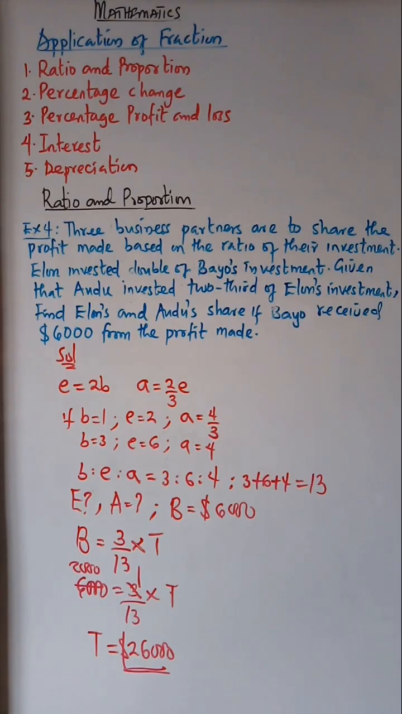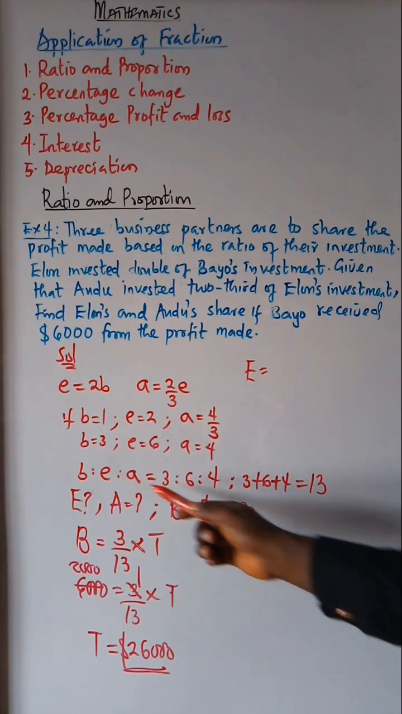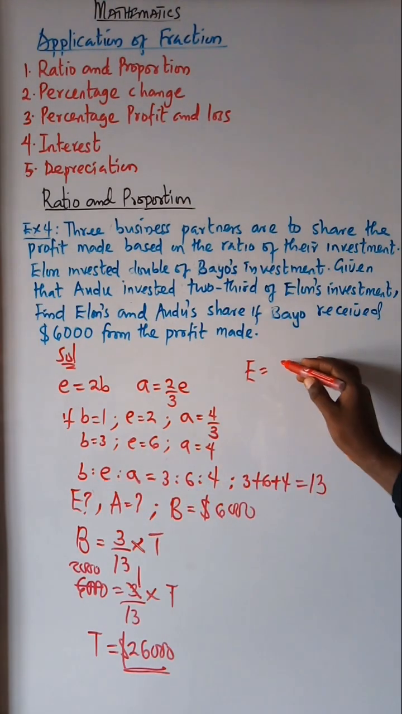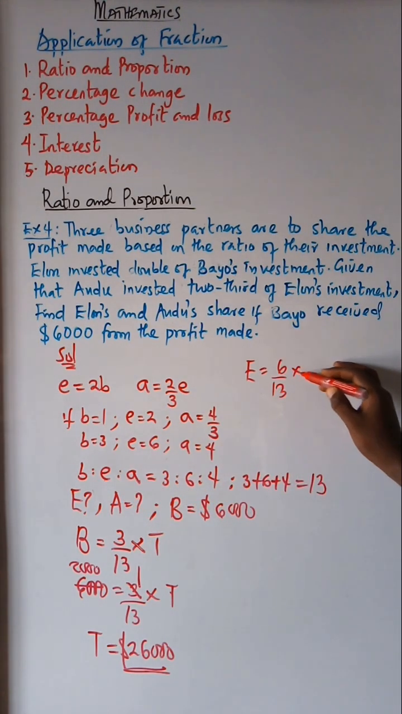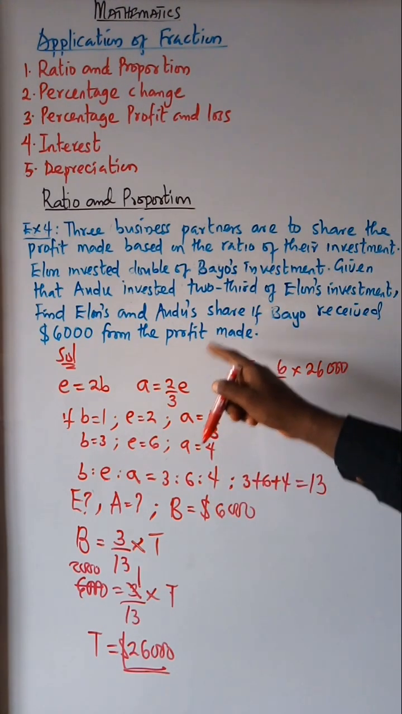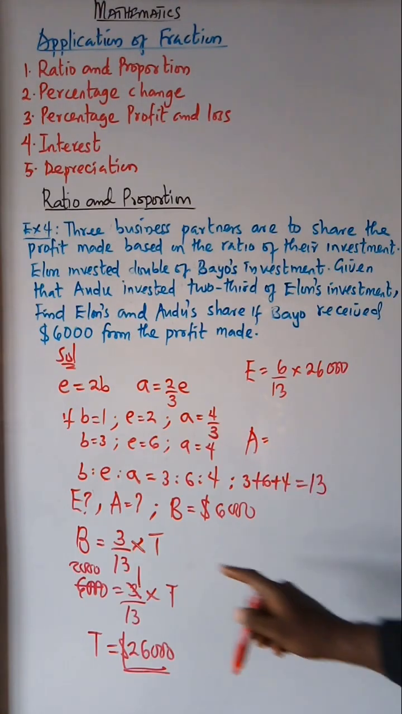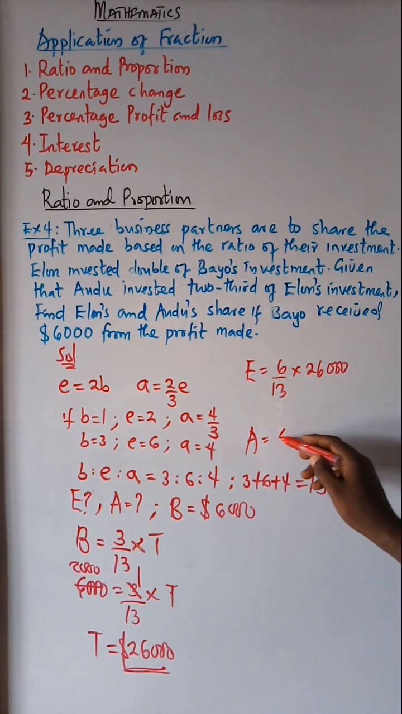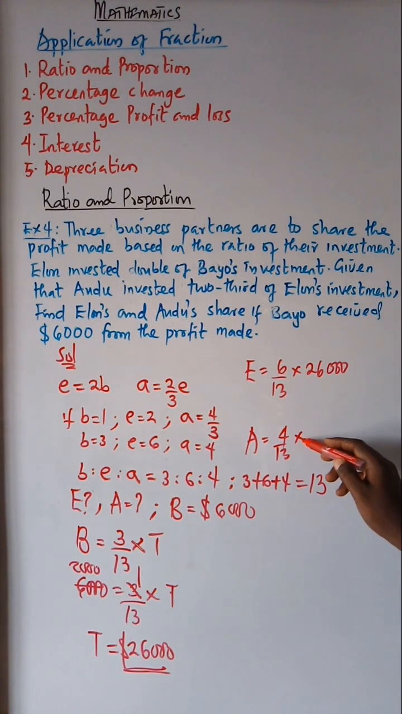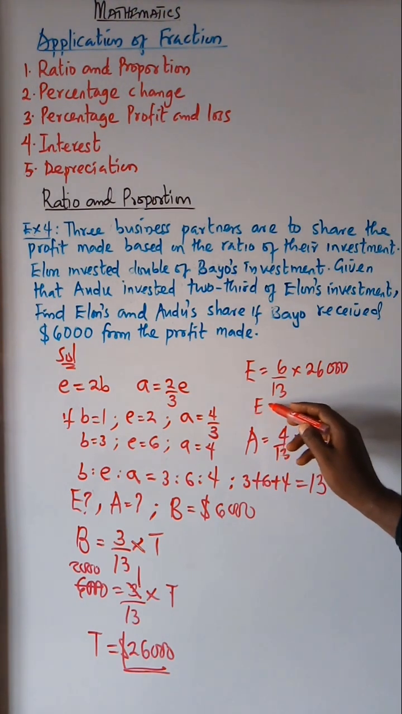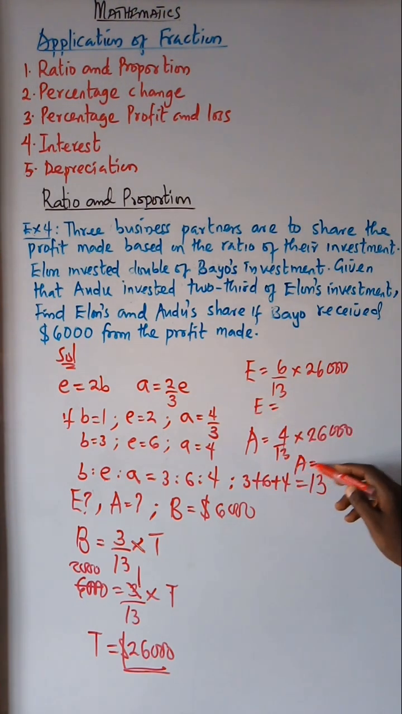So what will be Elon's share? E equals, what's Elon's fraction? Elon is the middle number, which is 6. That is 6 out of 13 times the total, which is $26,000. Same thing goes for Audu. Audu is A. Audu is the last one, which is 4. 4 out of 13 multiplied by the total, $26,000. From here, we are going to get Elon's share, and we are going to get Audu's share.